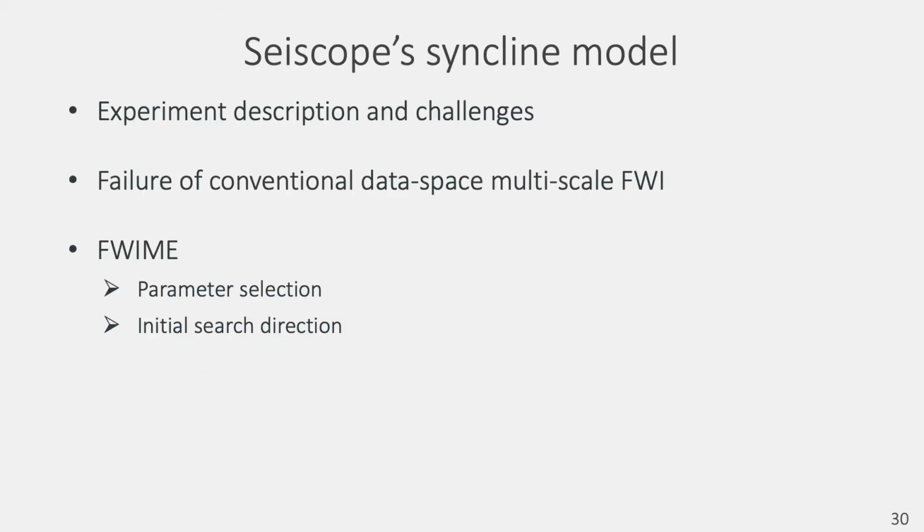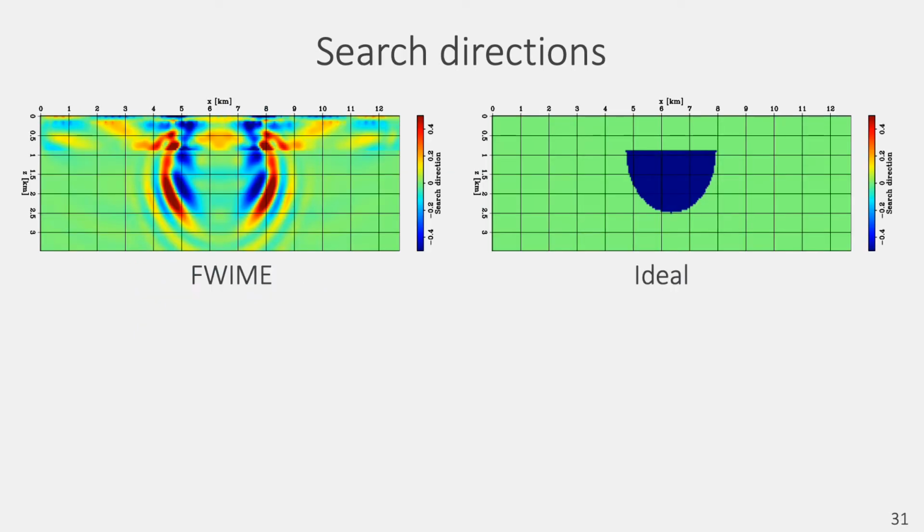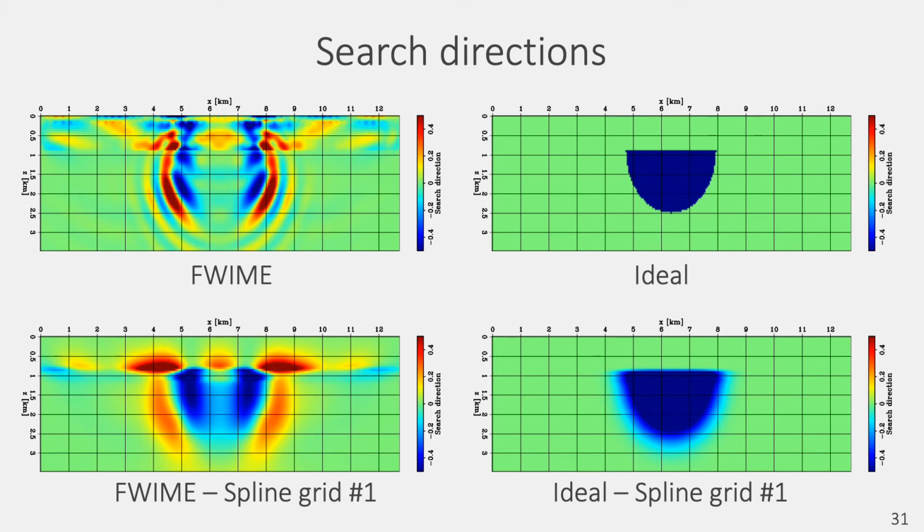And now let's examine our initial search direction. The left panel here shows the initial FWIME search direction on the finite difference grid, and the right panel is the true search direction. After mapping onto the first spline grid, we can see that our FWIME search direction is improved and is able to recover the low wave number features from the true search direction.